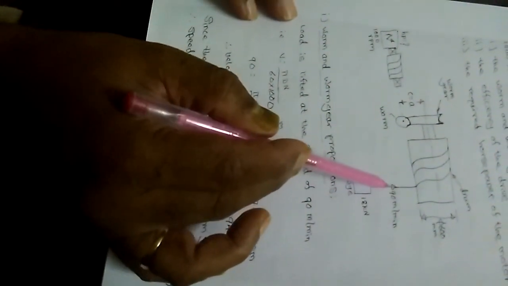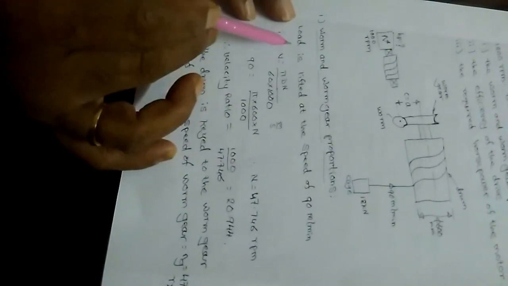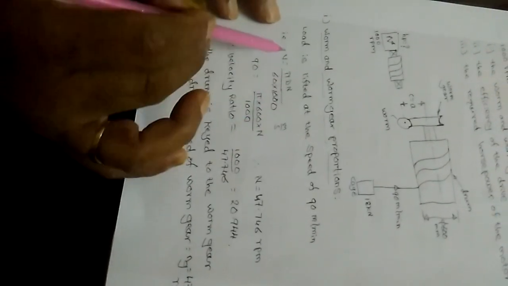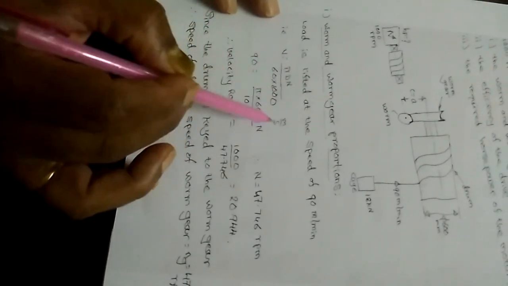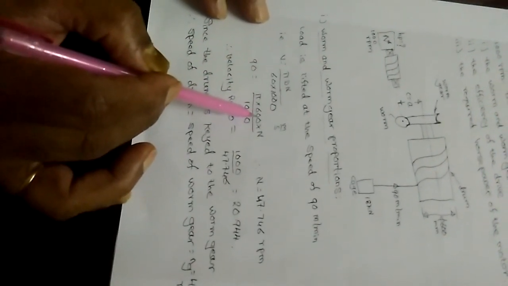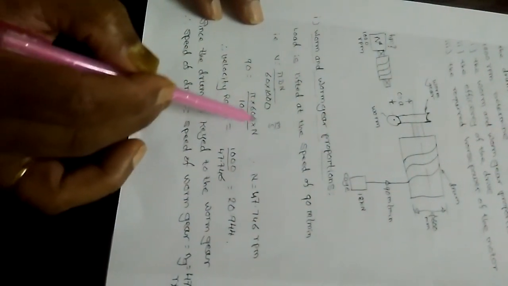The load is being lifted at a speed of 90 meter per minute. So this velocity we know. Therefore, V is pi dn by 60 into 1000. This equation is going to be in terms of meter per second. Since speed is given in meter per minute, I do not divide by 60 now. So this is just pi dn by 1000 only. So 90 is on the left side. Pi d, where the elevator drum diameter is 600 mm as given, into N by 1000. By means of this equation you calculate the speed of the elevator drum.